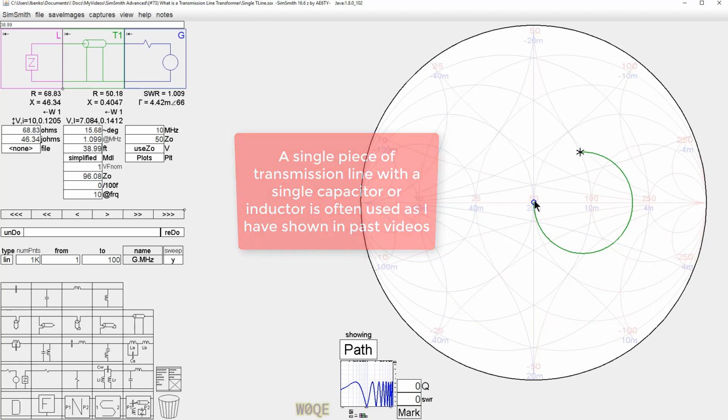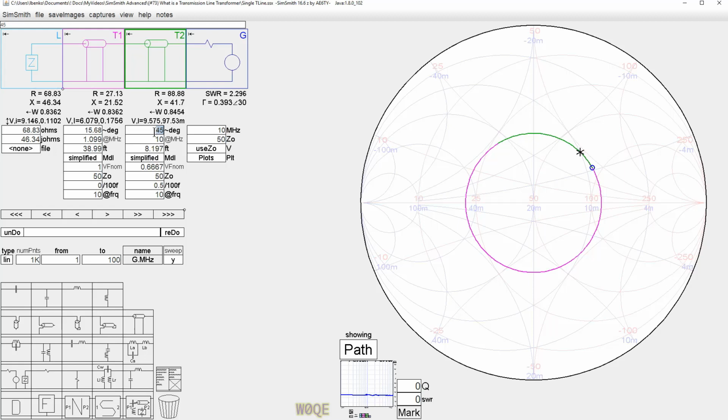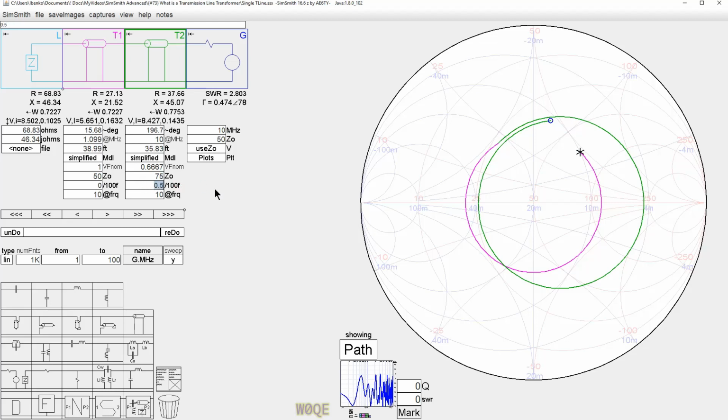Now, if we want to go to something a little more complicated, we can do two pieces of transmission line. So let's take this same point right here, and we will say we have a 50 ohm piece of transmission line, and let's also have some other impedance over here. If this side is a 50 ohm transmission line, it doesn't do anything. But if I make it 75, say, and make this long, and again, let's go back to zero loss.